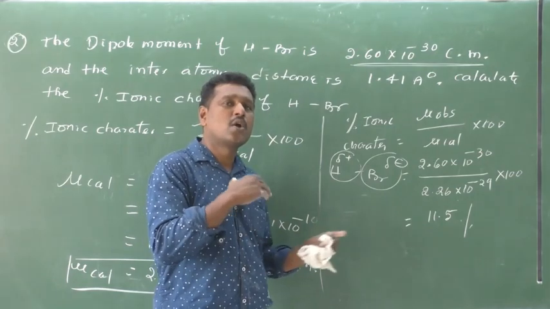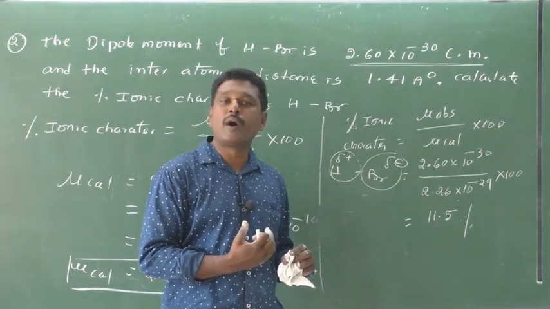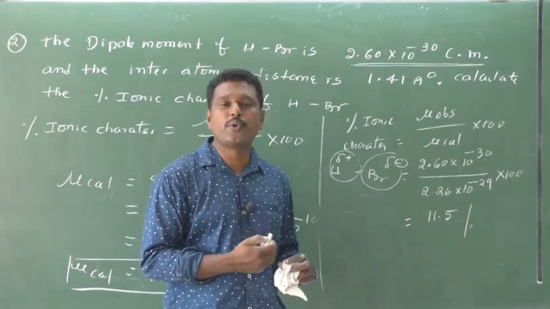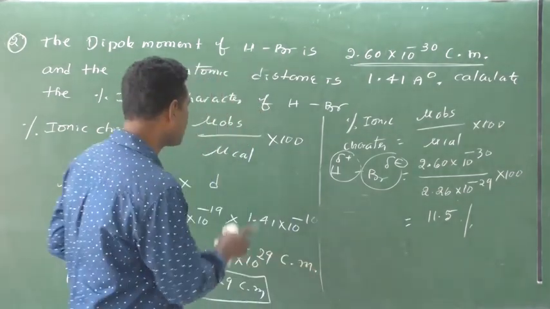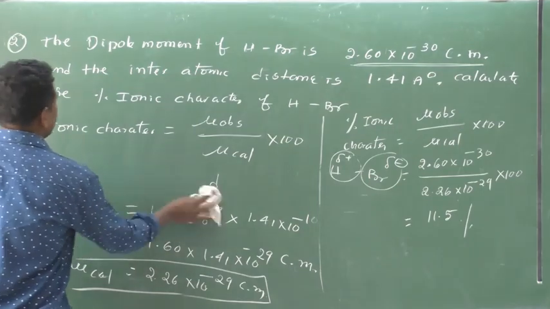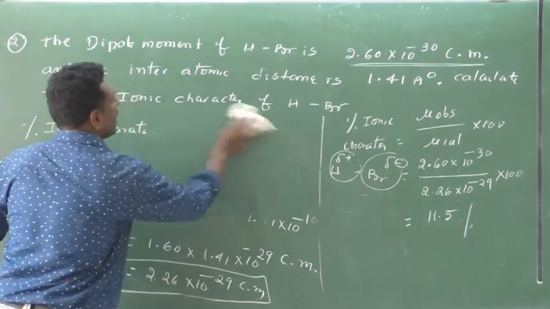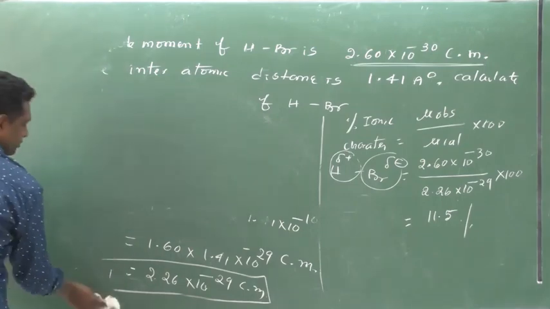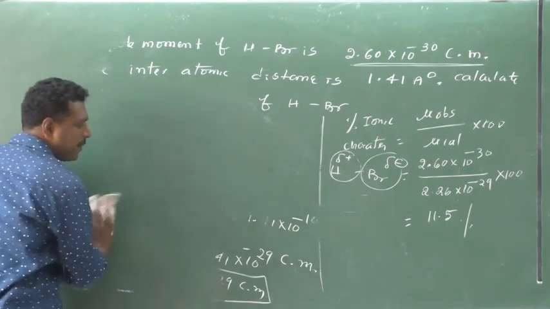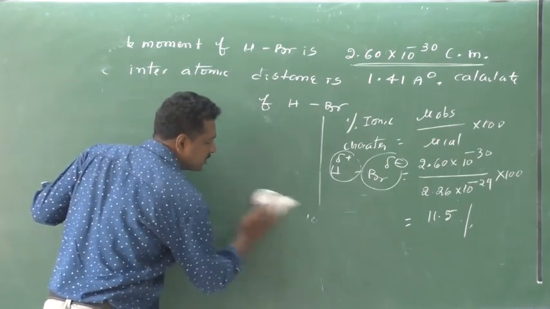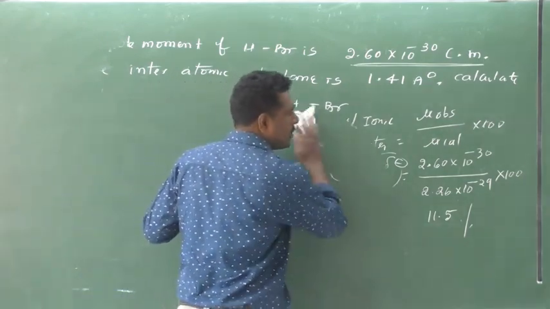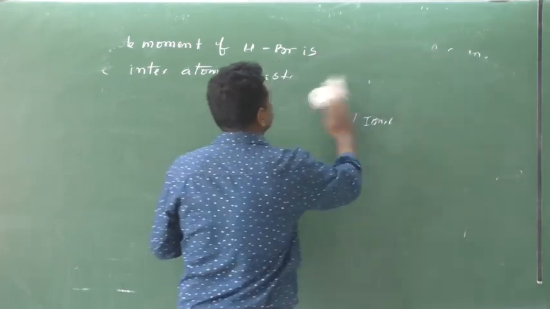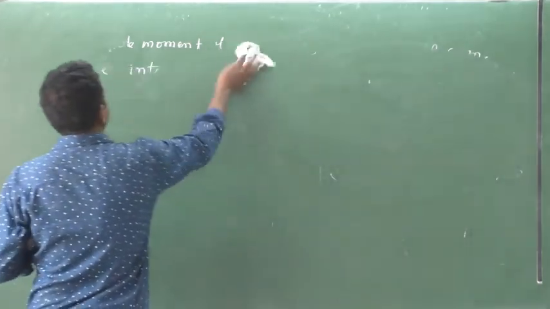After that, one more formula is bond moment. Just once you see the problem related to bond moment. So this is also related to percentage ionic character. After that, next problem is based on bond moment.